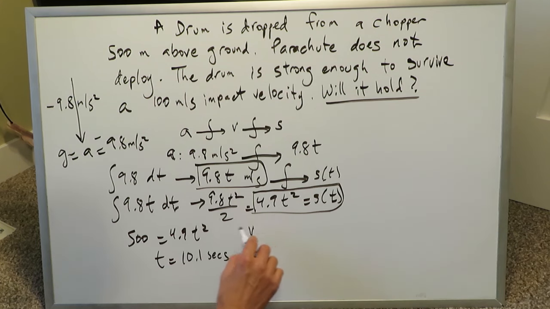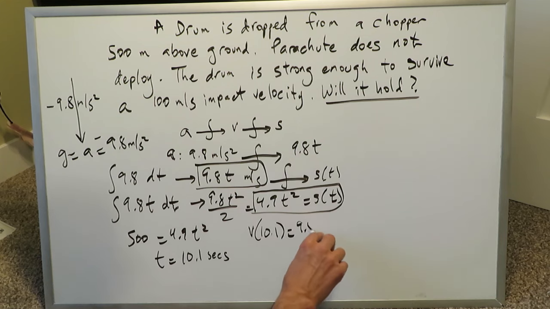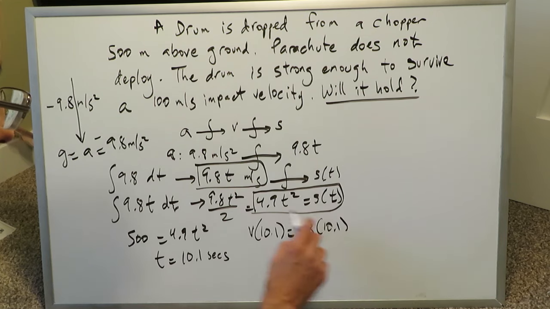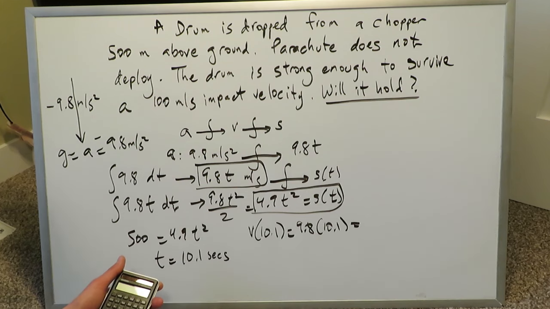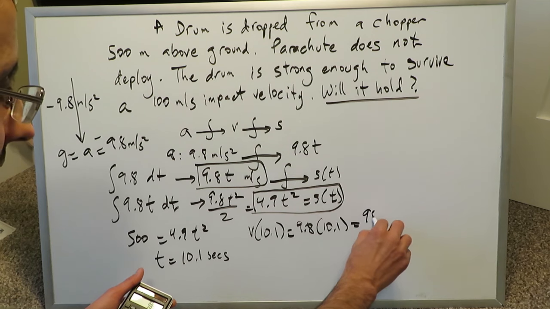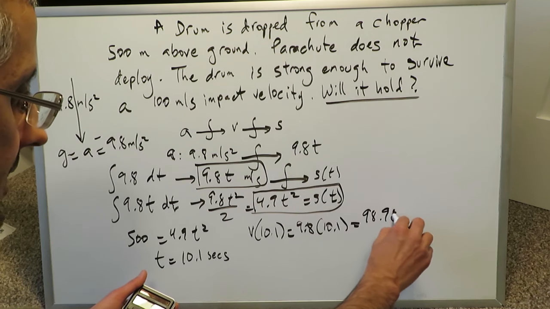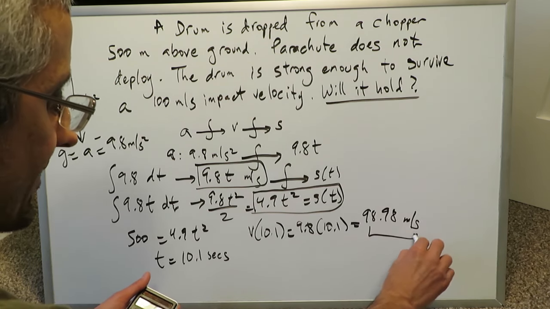Now we know that the velocity function is 9.8 t, so velocity at time t, which now is 10.1 seconds, is 9.8 times that 10.1. And that will give me my velocity at the time of impact, because it's taking 10.1 seconds to impact. So velocity at 10.1 seconds will be 10.1 times 9.8, and that will be 98.98 meters per second. What does this tell you?